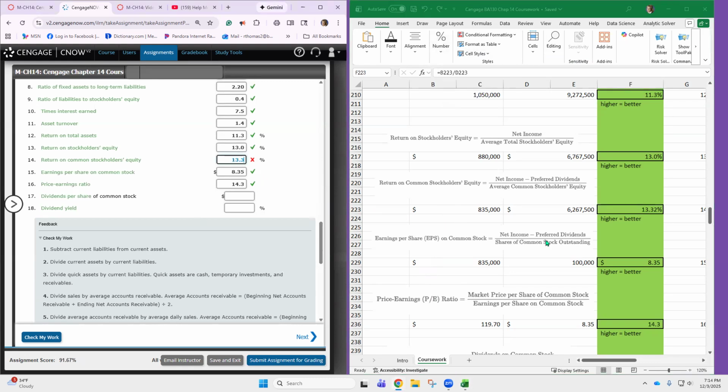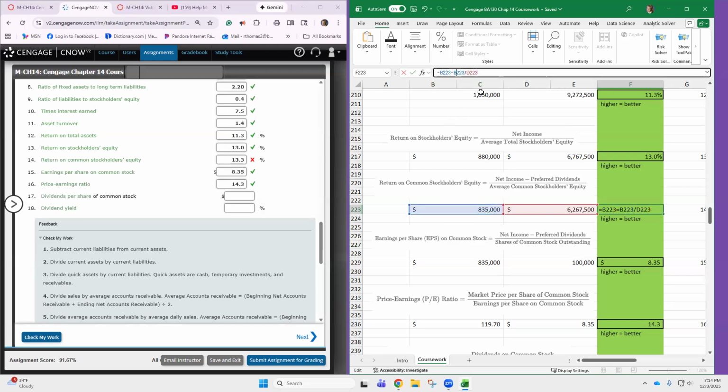Return on stockholders' equity. Return on common stockholders' equity. Okay, so 8. Okay, so we got net income. Let me make sure that I have this right. Just a minute.